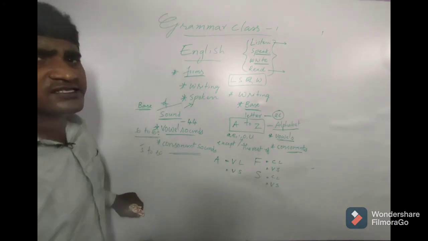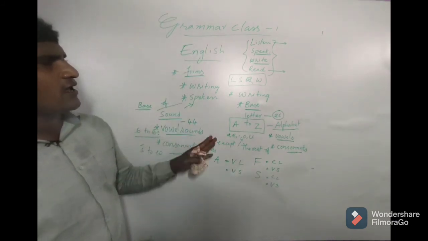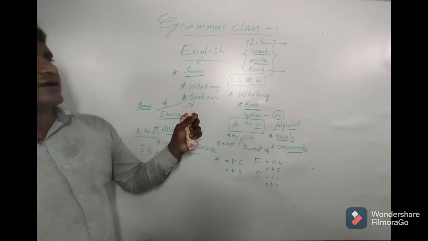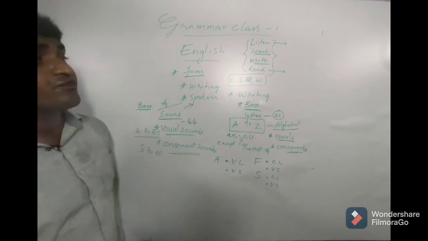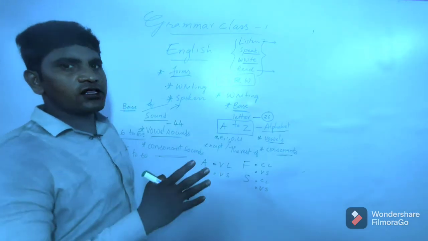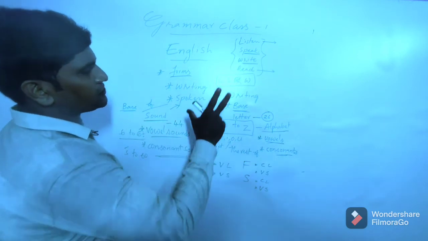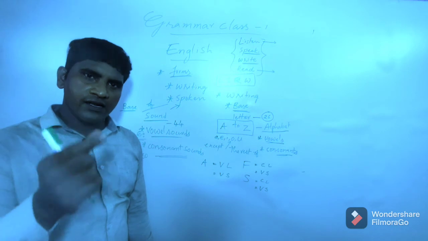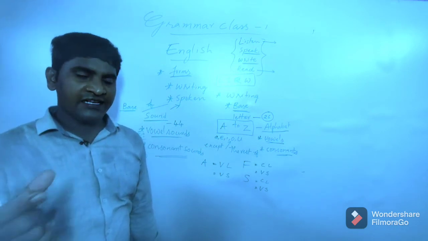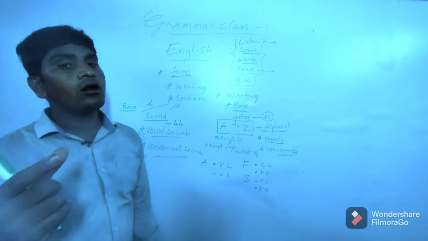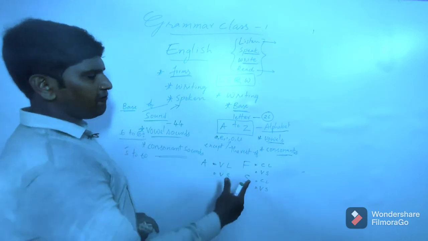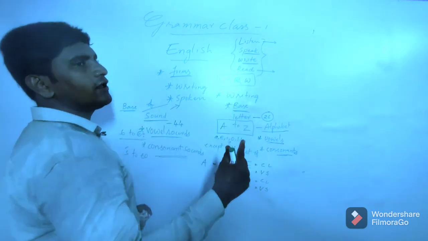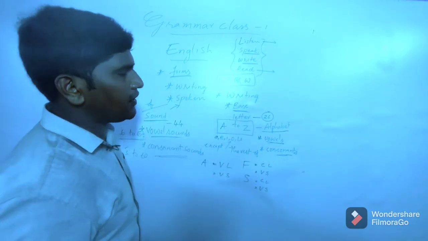Did you understand this? So in this way, first we have to differentiate whether the given letter is a vowel letter or a consonant letter, and whether it is a vowel sound or a consonant sound, right? If we understand this, then in the days to come we are going to learn very well, right?